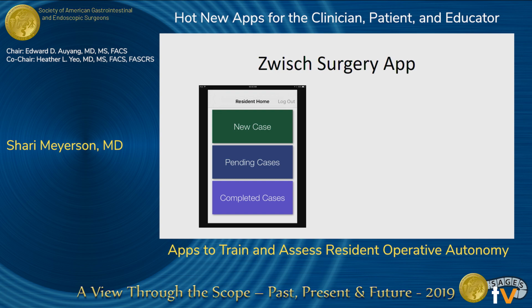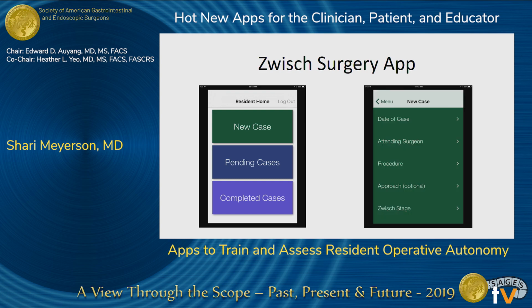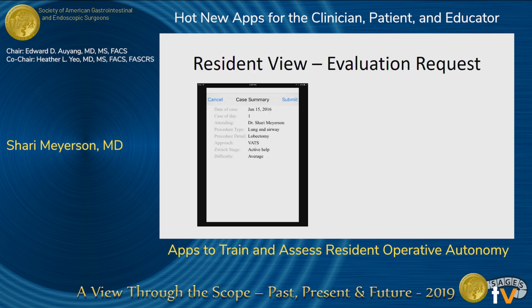Just to give you an idea of how these work, this is from the Swish Surgery app. At the end of the case, the resident opens the app, starts a new case, and we ask them to enter in a little bit of information. When did they do it? Who did they do it with? What did they do? And then they get to evaluate how much autonomy they think they had.